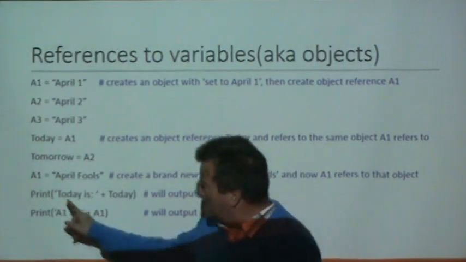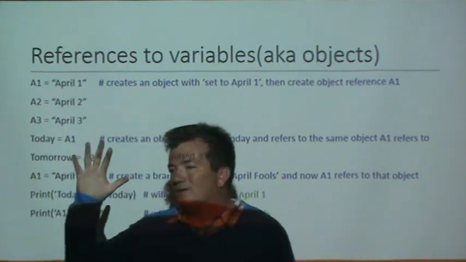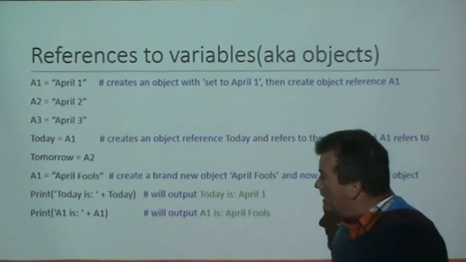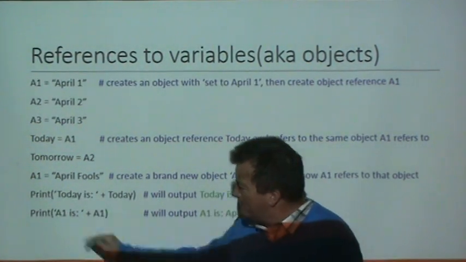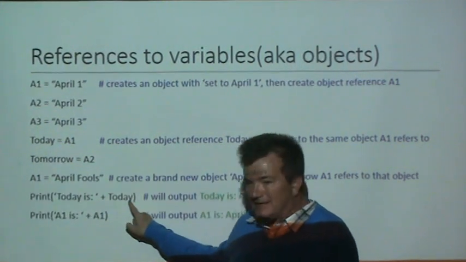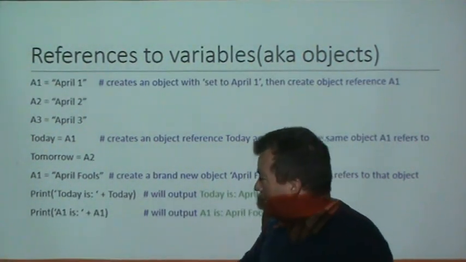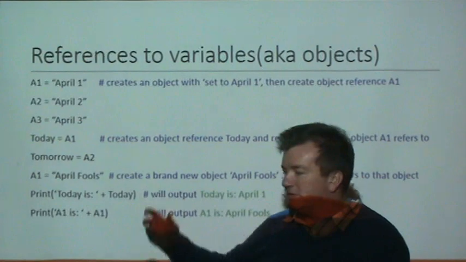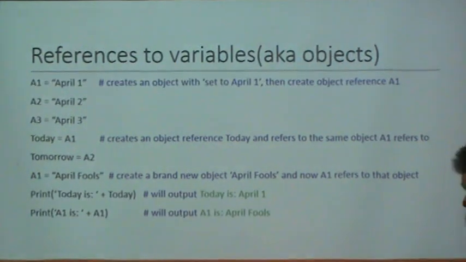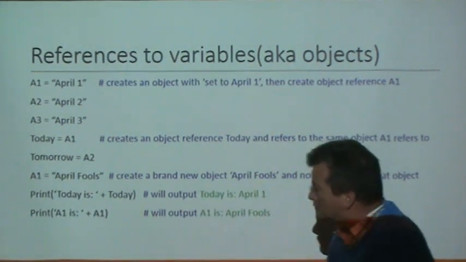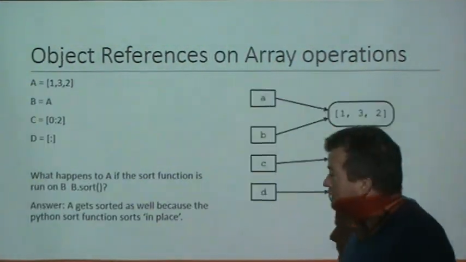So now suppose I come along and I say A1 is equal to the string April Fools. So it's no longer equal to April 1, it's now equal to April Fools. This will create a brand new object called April Fools, and A1 will now refer to it. So if I printed out today is and printed out the variable today, it would print out April 1, because I changed A1 to something different from today. And then if I printed out A1, it would say A1 is April Fools, right? So I didn't run a function that modified it, I actually recreated A1, redefined.